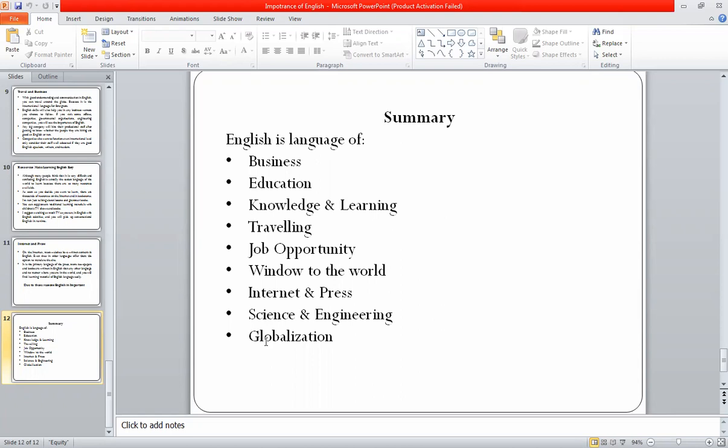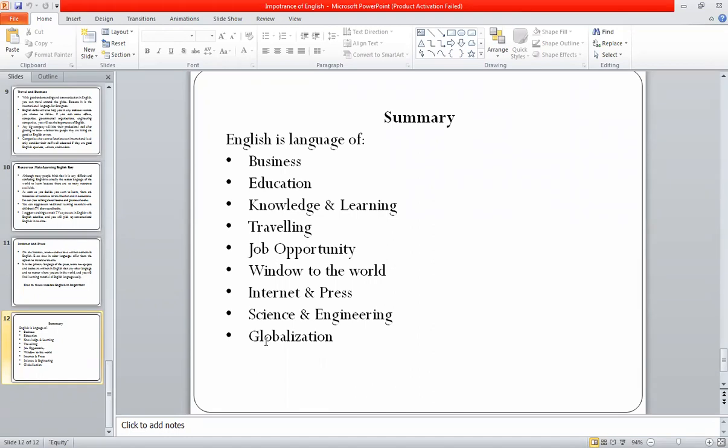Then knowledge and learning. It is also the language of knowledge. How do we get knowledge? We get knowledge when we read books, which are in English, or in our mother tongue also. We get knowledge from them. But for getting international-level knowledge, we have to learn it from English.